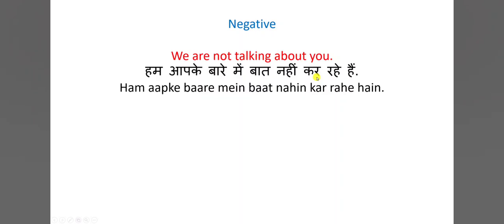Whenever we have a verb which is of two words, then we place nahi between the two words. So here baat and then kar. Between baat and kar we have placed nahi. And this is what we do.